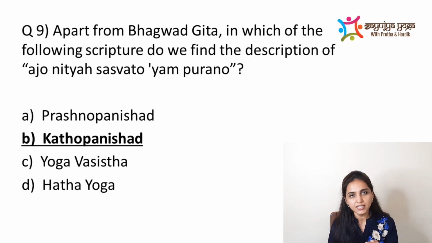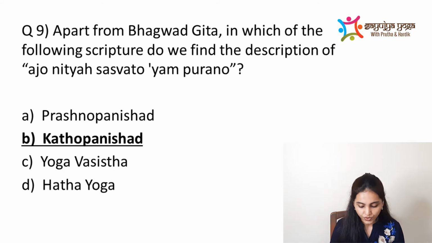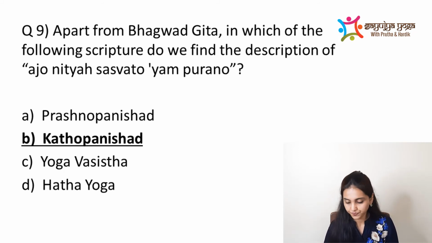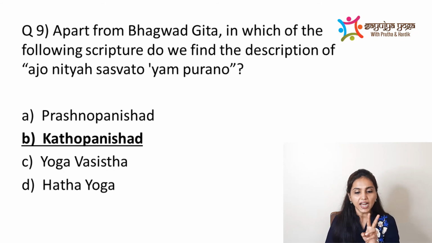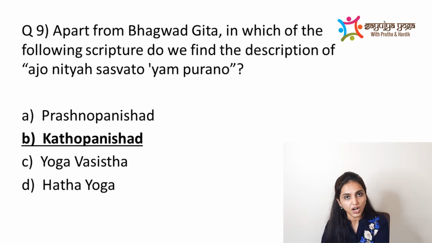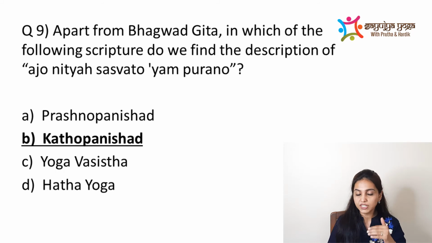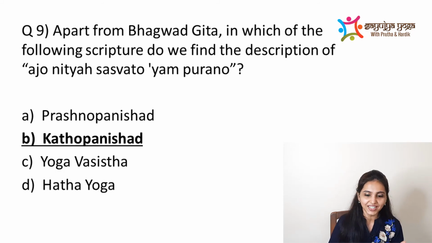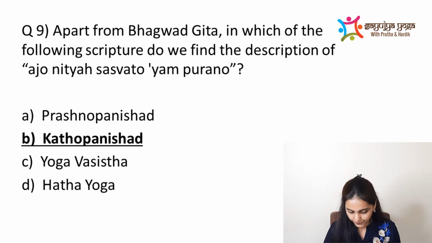The same concept is elaborated upon in Bhagavad Gita in chapter number 2, verse number 20. In one of the examinations, there was a question that Ajo Nitya Shashvatoyam Purano is explained or is mentioned in which two scriptures? So we know the answer. One is Bhagavad Gita and the other is Kathopanishad.